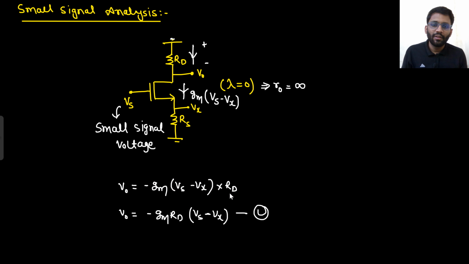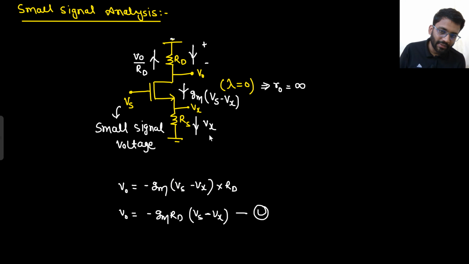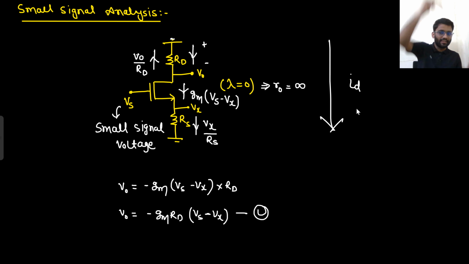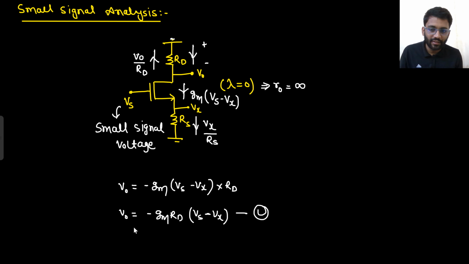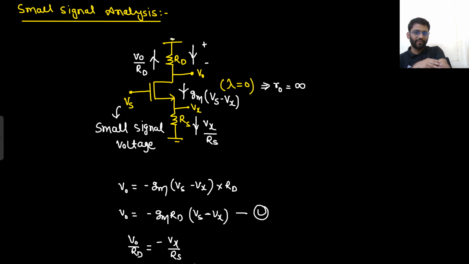So what can I do? What is the current in the upward direction? V0 by Rd. Say yes or no. And what is the current here? That is Vx by Rs. So what can I write? The same current is flowing in the complete MOSFET, through Rd, Rs and the MOS. Small signal current or large signal current, the current will be the same in the complete MOSFET. Whatever it is, the current will be the same. So V0 by Rd is equal to minus Vx by Rs. Are you guys comfortable with this? Upward current is equal to downward current. One is upward, one is downward, so a minus sign will be there.